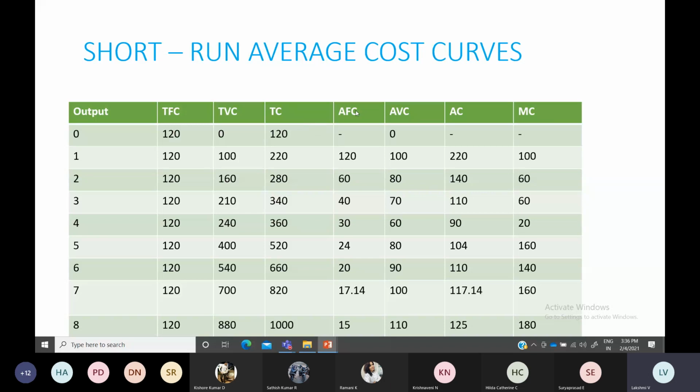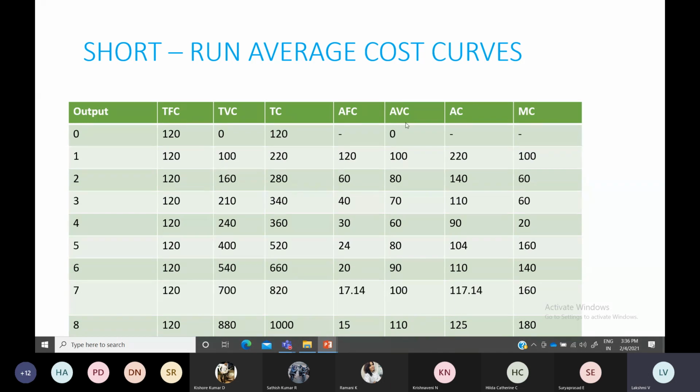From this you can easily arrive at these three aspects. Average fixed cost, how do you get it? Total fixed cost divided by output gives average fixed cost. Average variable cost is total variable cost divided by output. All these values can be put in easily.